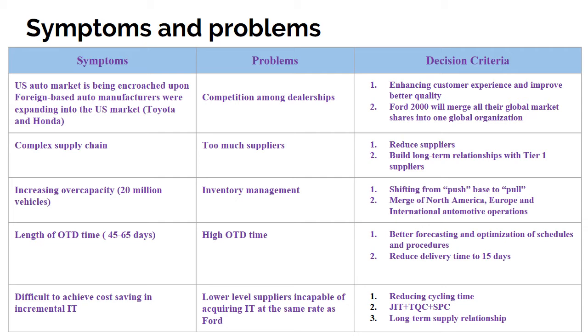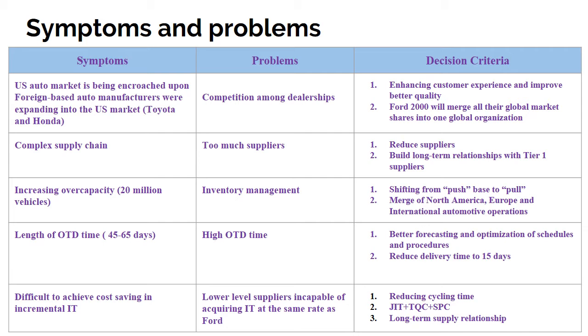And the third one, Ford faced increasing overcapacity among 20 million vehicles. Inventory management is a serious problem that should be resolved. Ford will make a shift from push to pull processes. For 2000, Ford merged North American, Europe, and international automotive operations.